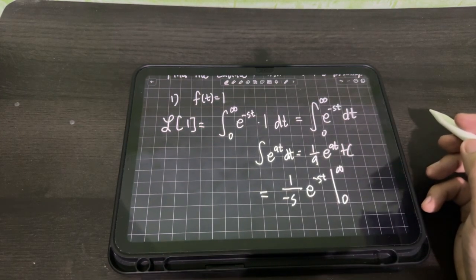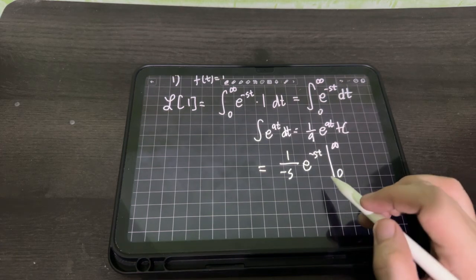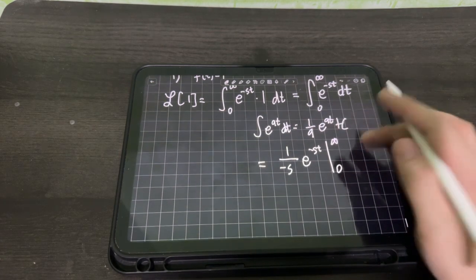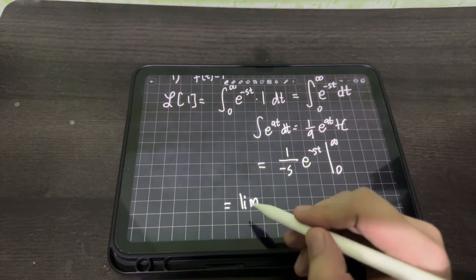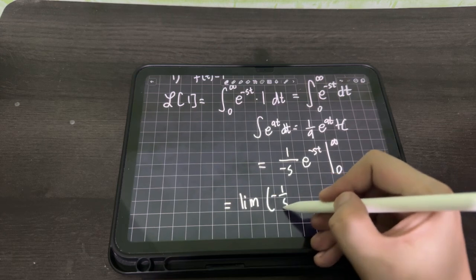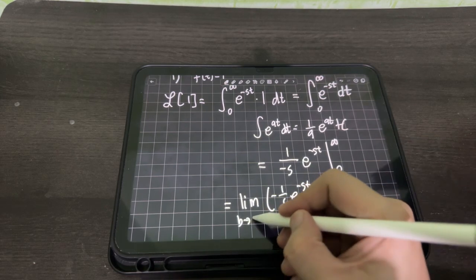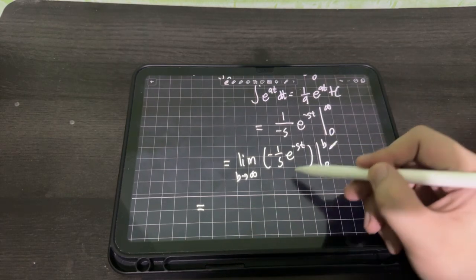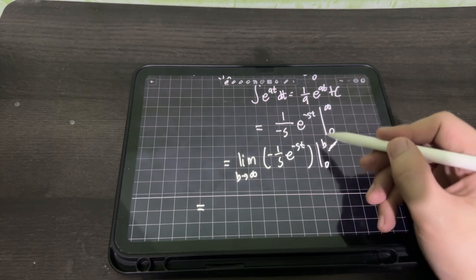Applying the process in evaluating a definite integral. Actually, the formal way of evaluating an improper integral is to use a limit. So this is evaluated using a limit, which is the limit of negative 1 over s e to the negative st from 0 to b as b approaches positive infinity. We will first evaluate the antiderivative at the lower and upper limits. So let's substitute first b for every t.